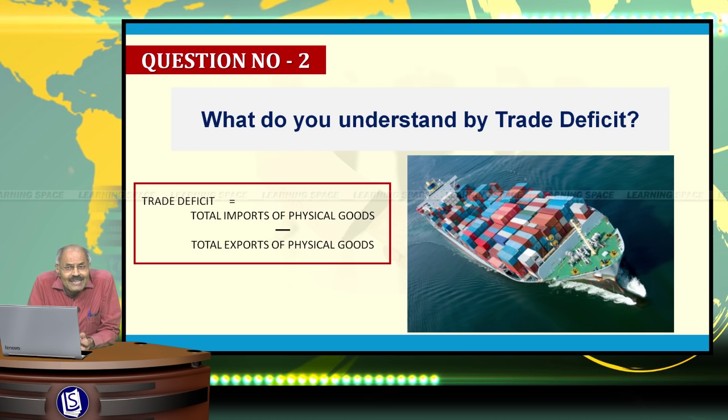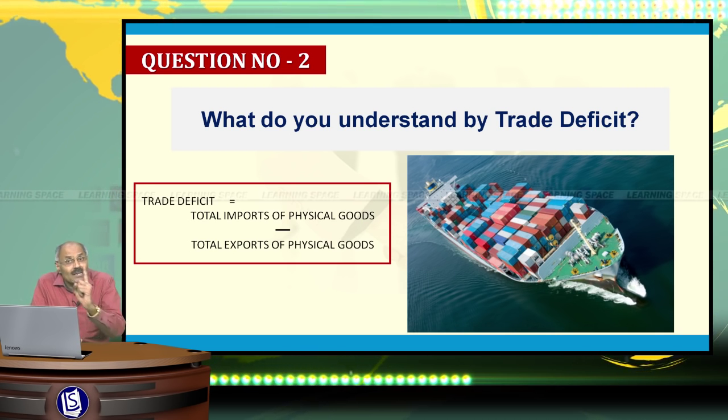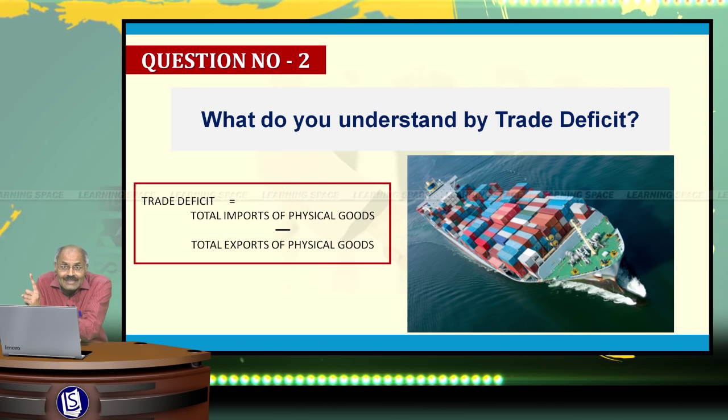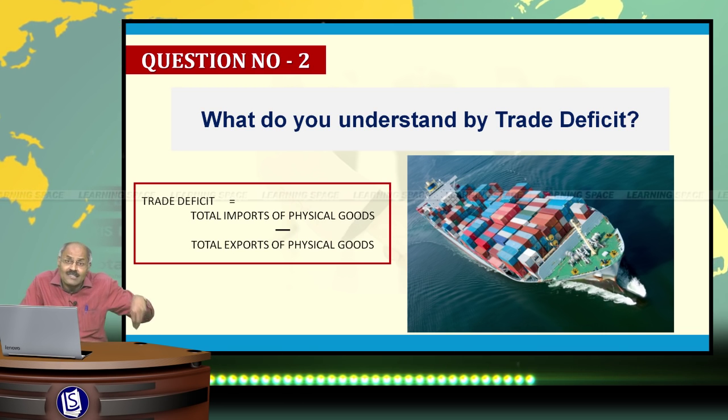What do you understand by trade deficit? 3 important points I will tell you: trade deficit, current account deficit, and the last one is balance of payments. You should have clear idea about these 3 terms. One is a trade deficit.